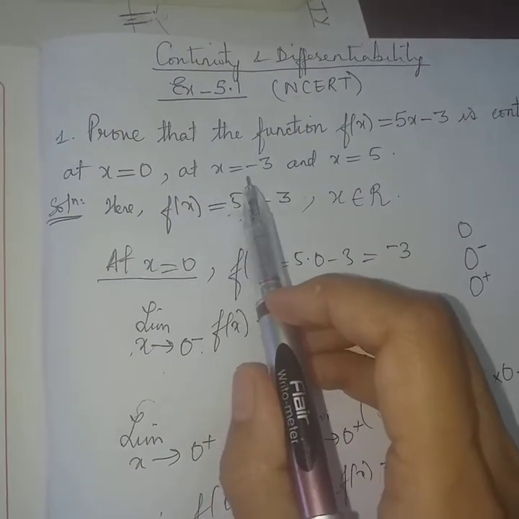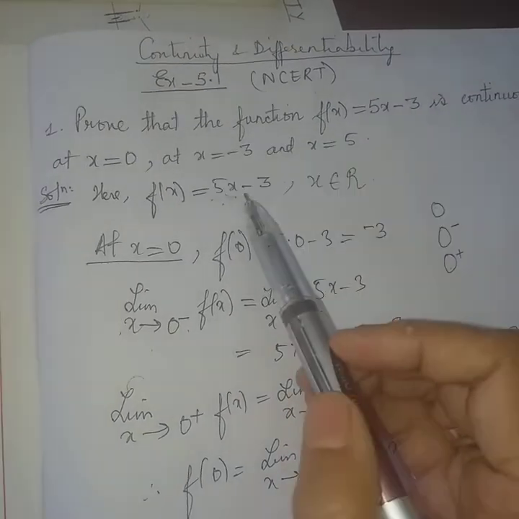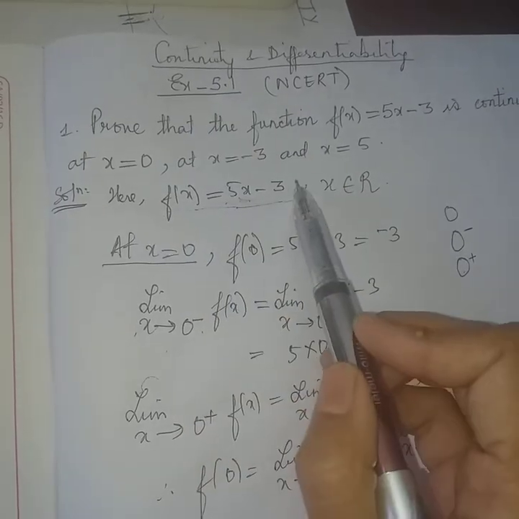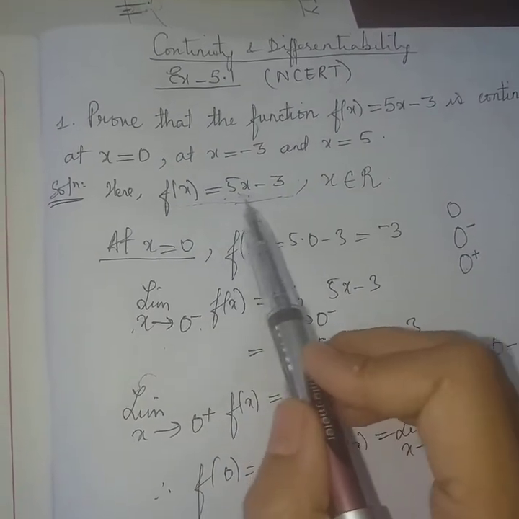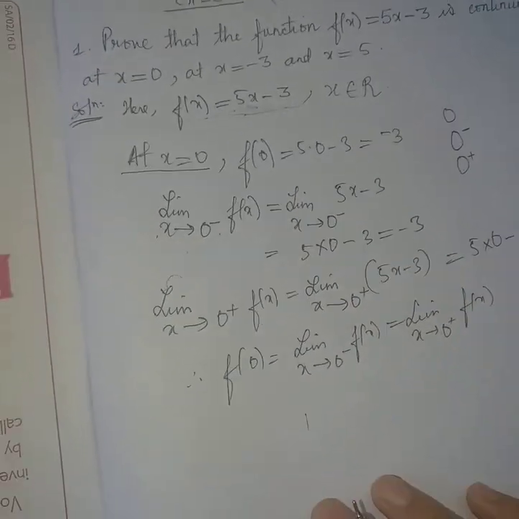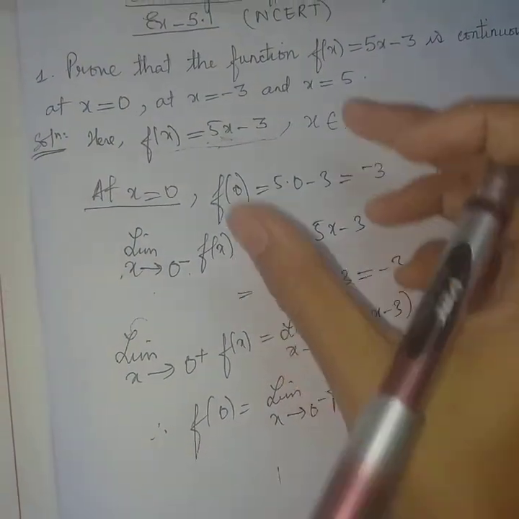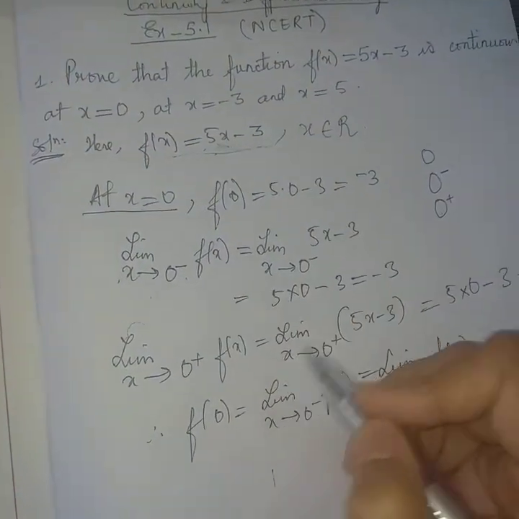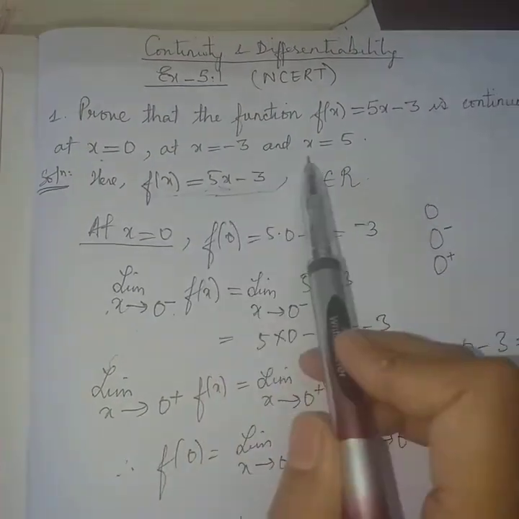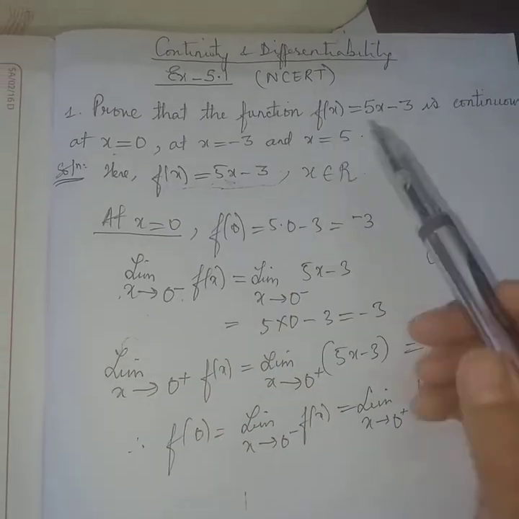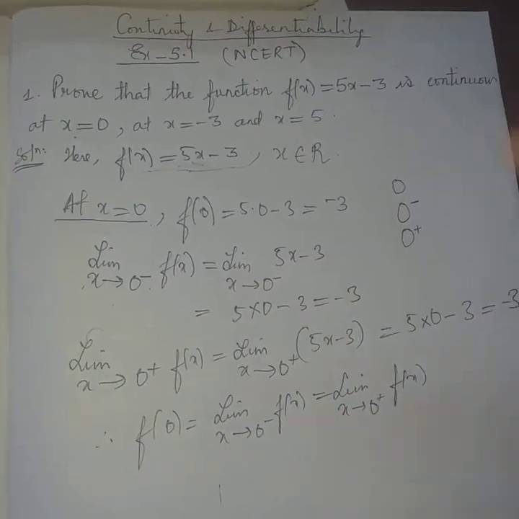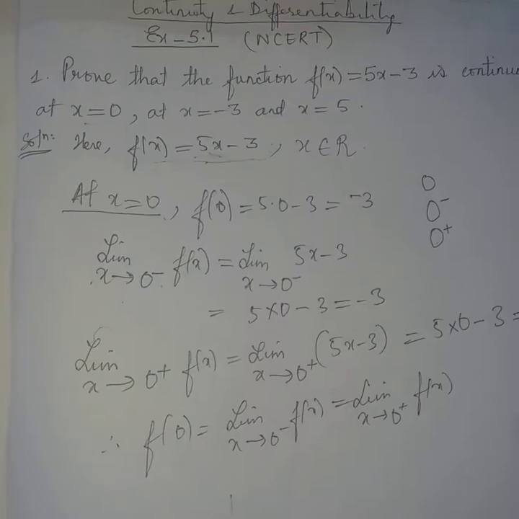Similarly, at x equal to minus 3, we do it in the same way, because this is a function which is defined for every value of real number. So I will not repeat the process again and again. The method is the same. In this particular function we have to prove at particular points 0, minus 3 and 5, so it becomes very easy. We directly take 0 and then minus 3 and then 5. For these 2 points I will not solve it because it is the same.